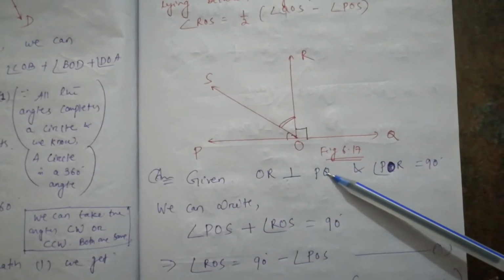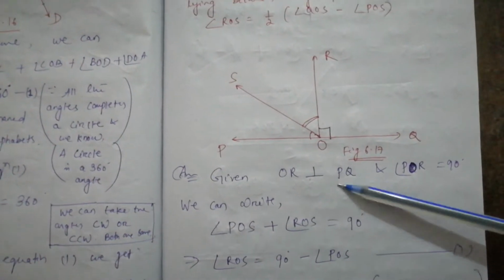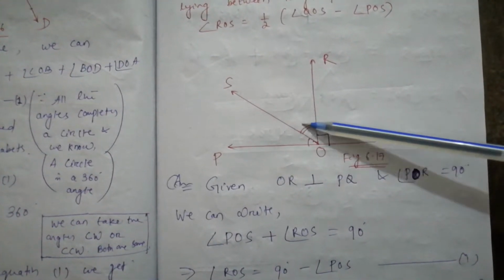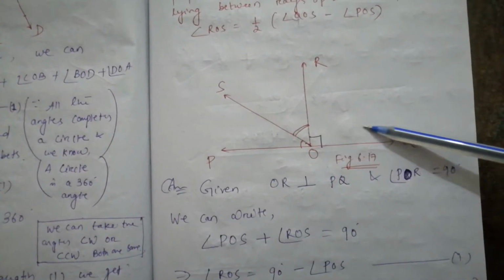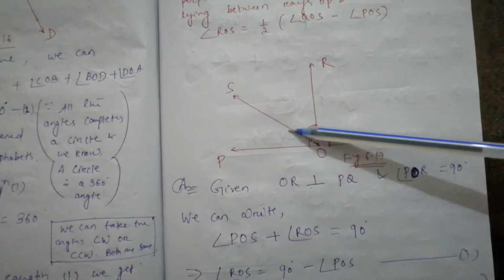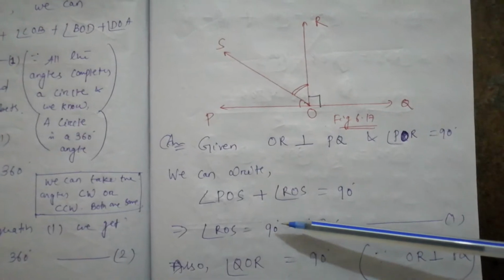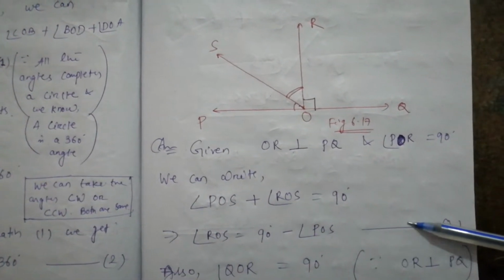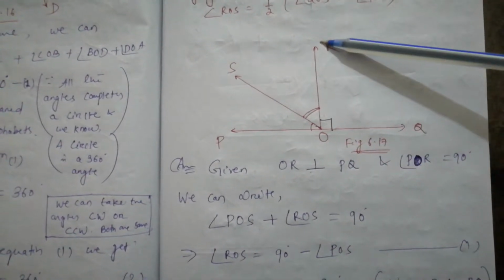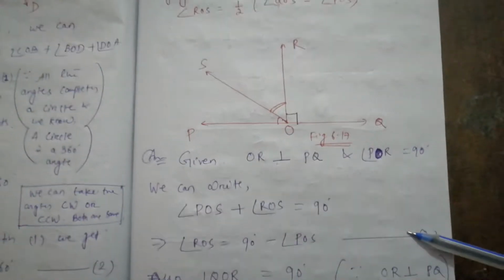Given OR is perpendicular to PQ and POR angle equal to 90 degree. So, we can write that POS plus ROS equal to 90 degree. This one. Okay. Because this is 90 degree. This means this will be also 90 degree because the whole measurement of a line will be 180 degree. Fine. Okay. So, we can write here angle ROS equal to 90 degree minus angle POS. This is equation 1. Next, also angle QOR is given 90 degree earlier because we can write that OR is perpendicular to PQ. Fine. Okay.